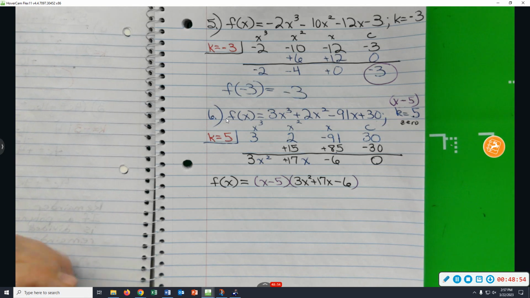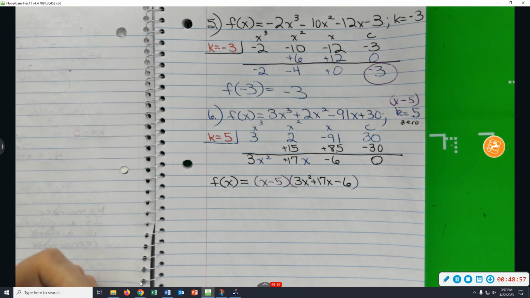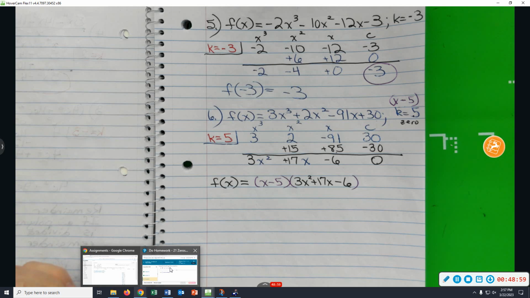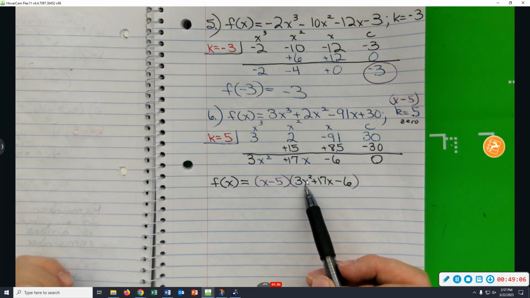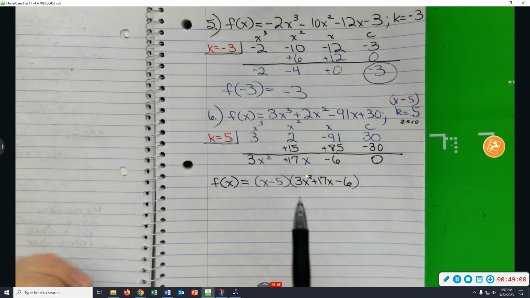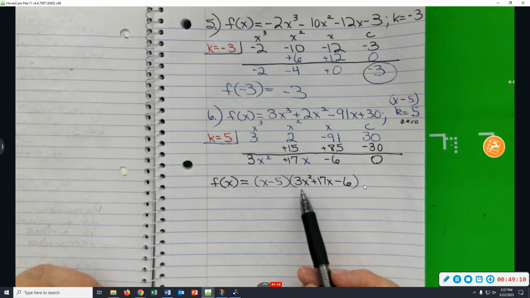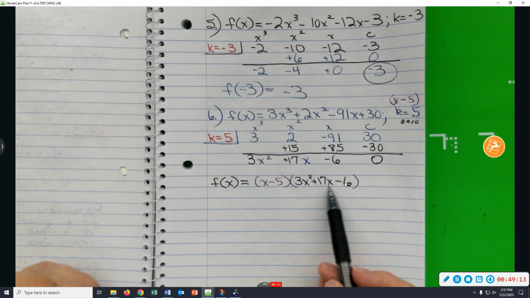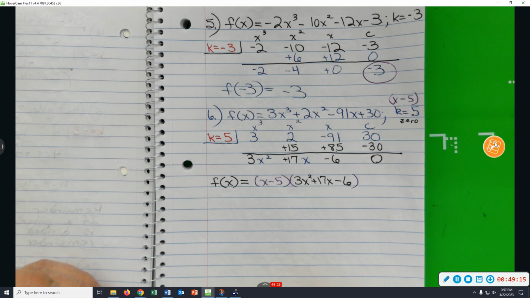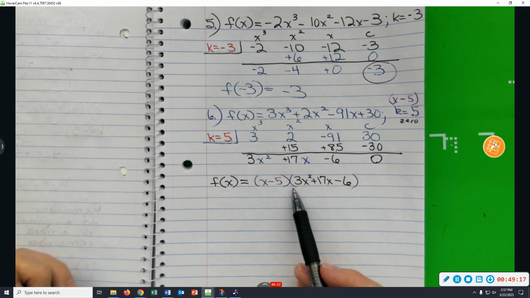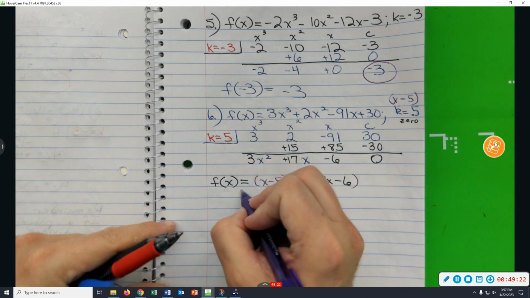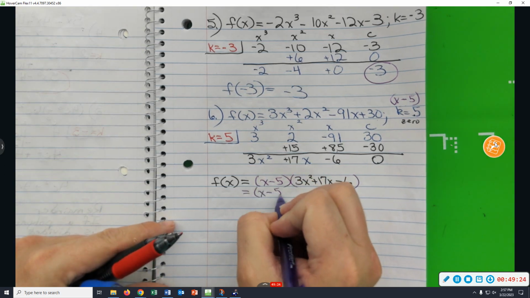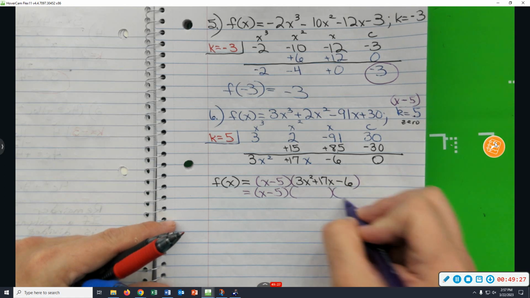But that's really not our answer, because look at the question. It says to factor into linear factors. Can a linear equation have an x squared? If it's x squared, that's quadratic. We're not finished yet. We now have to factor 3x squared plus 17x minus 6. Well, we don't have to use synthetic division. We know how to factor quadratics like this. We write our 2 sets of parentheses. You're going to have to remember what you know about factoring.